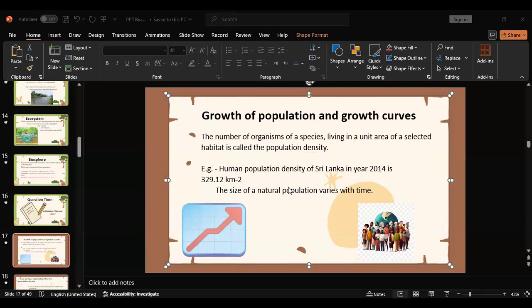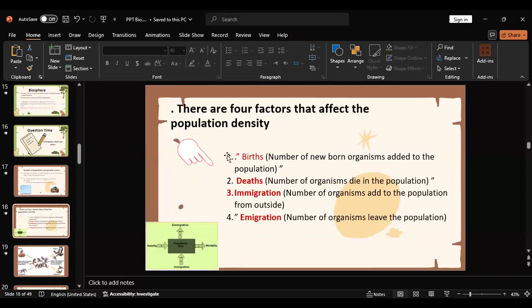Again, the number of organisms of the species living in a unit area of a selected habitat is known as the population density. So from time to time, year to year, or decade to decade, the population varies. Let's see the reason for that. These things: births, deaths, immigration, and emigration, right? Okay, one second.